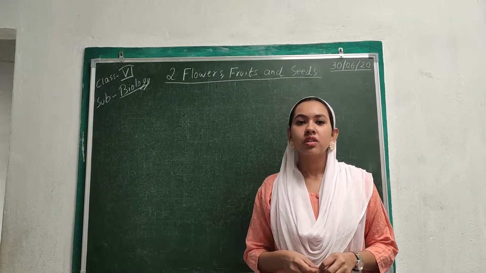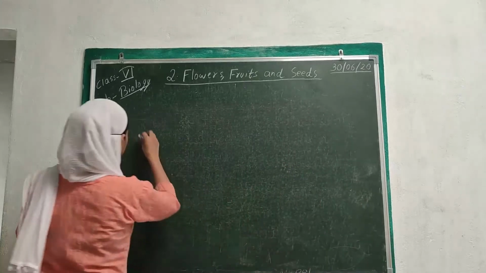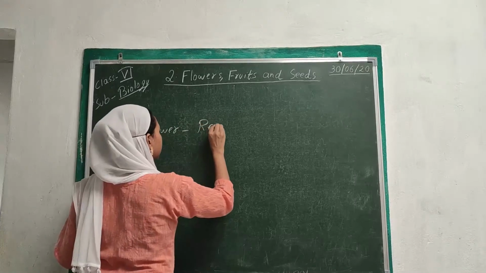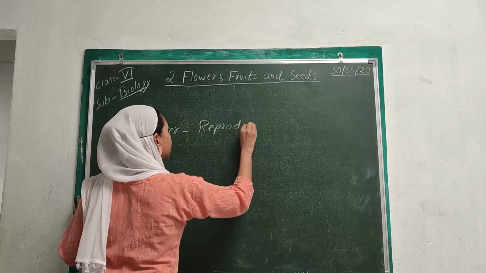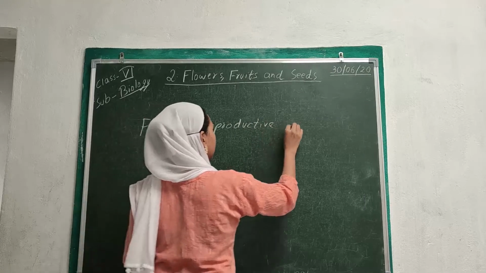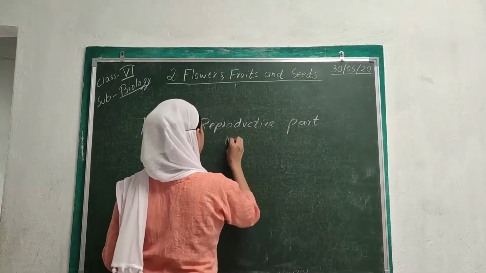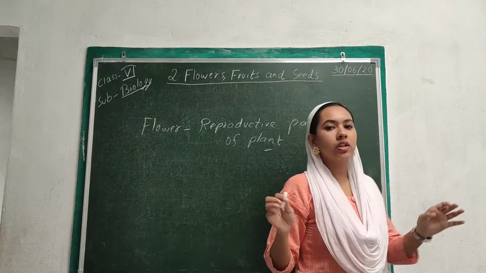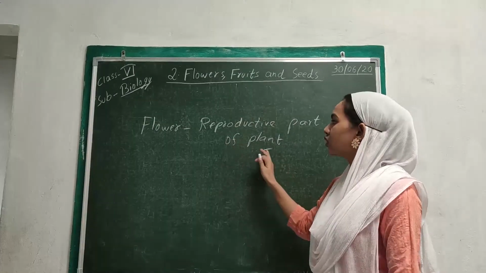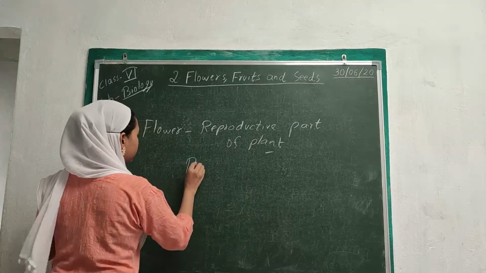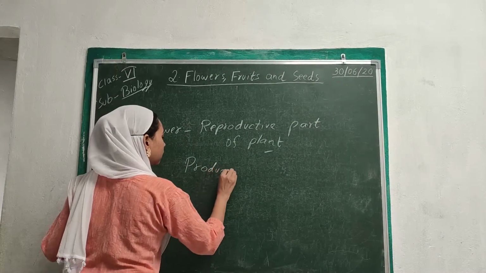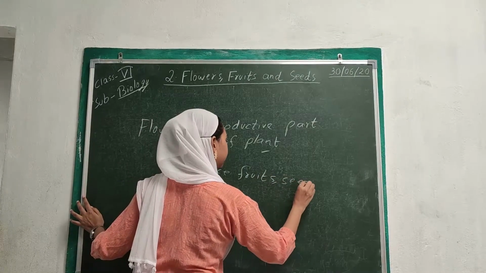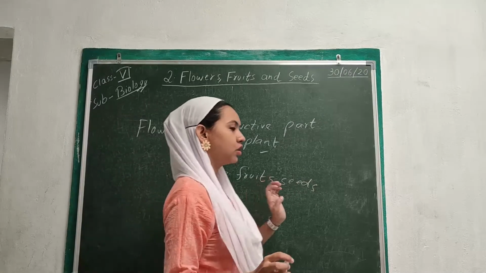Now, what is this flower? The flower is nothing but the reproductive part of the plant. And what is its main function? The main function of the flower is to produce fruits and seeds. This is the main function of the flower.